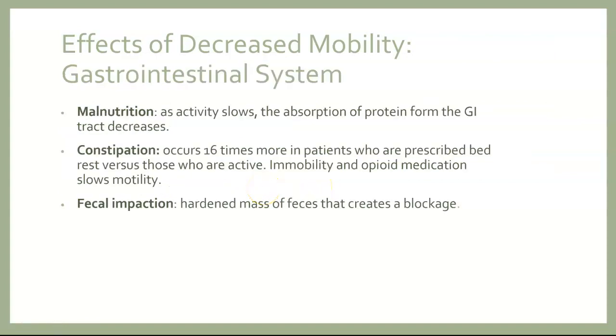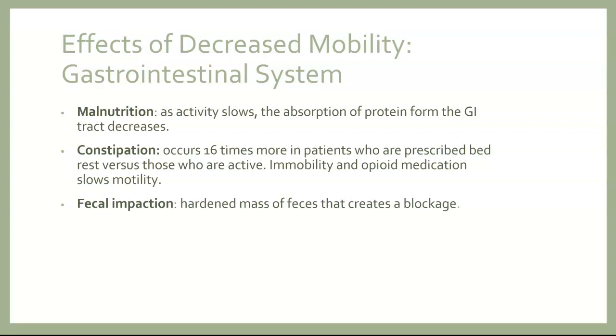Okay, so our gastrointestinal system. Malnutrition: as activity slows, the absorption of protein from the GI tract decreases. Constipation is very, very common in those who are immobile or bedridden for even just a few days at a time. It occurs 16 times more in patients who are prescribed bed rest versus those who are active.